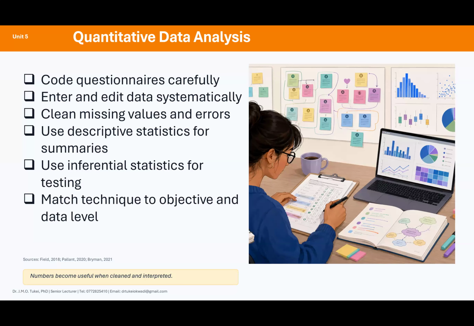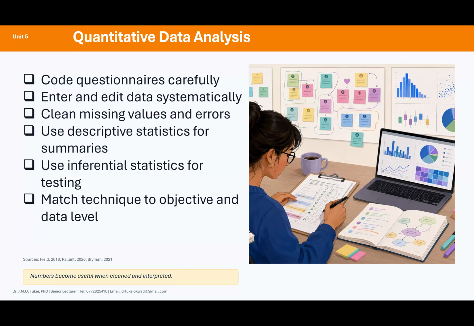Researchers must interpret the size, direction, and meaning of results, not merely report a p-value. I want to give you an example, colleagues. A correlation between training and performance may be statistically significant, but weak. The researcher should explain both the statistical results and their practical implication.